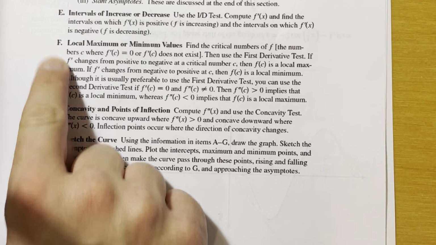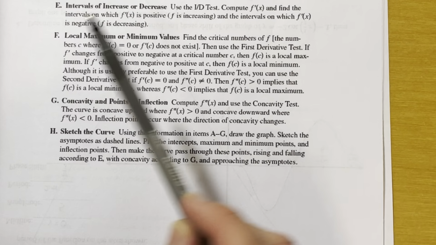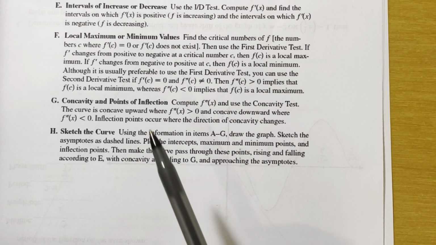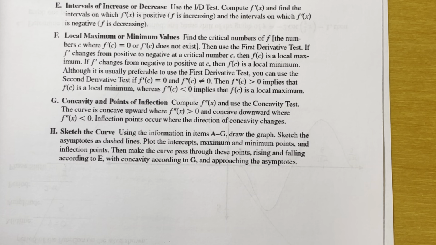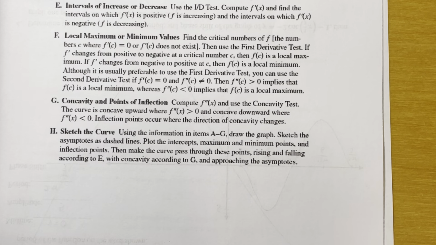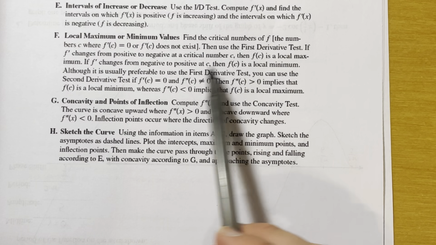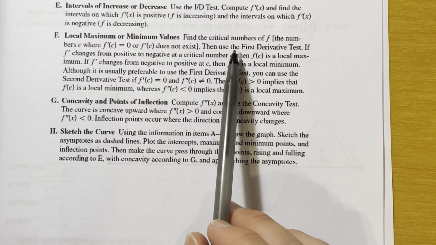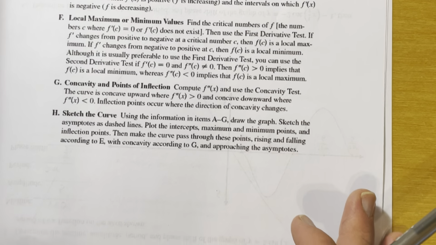That's taking us to part F here. So looking for local maximum and minimum values. Remember, the idea there is to find critical numbers, places where your derivative either is equal to 0 or doesn't exist at all, and then determine using either your first or second derivative test if those are maximums or minimums when you find that. Maxima or minima, that's the correct plural.